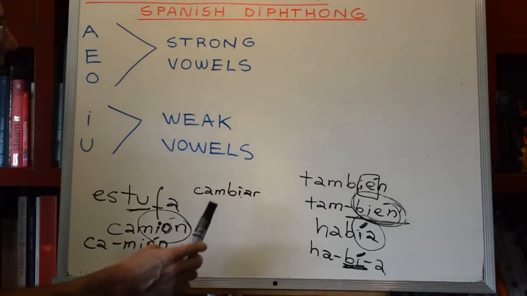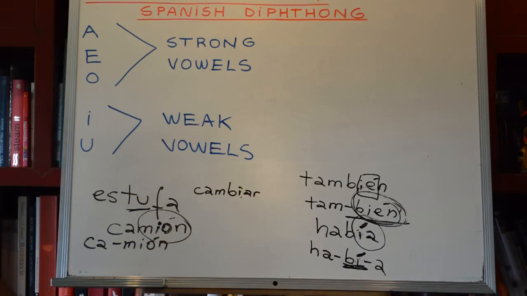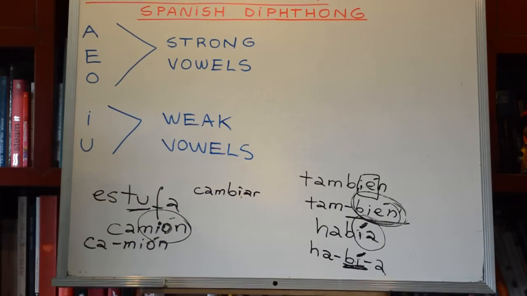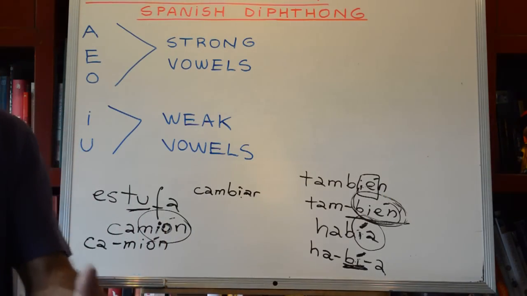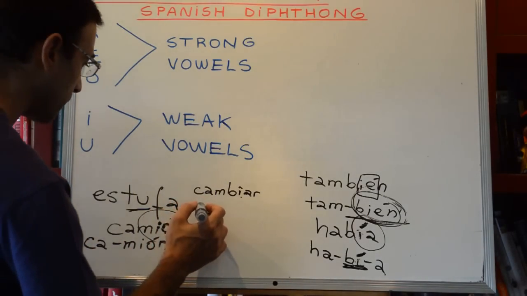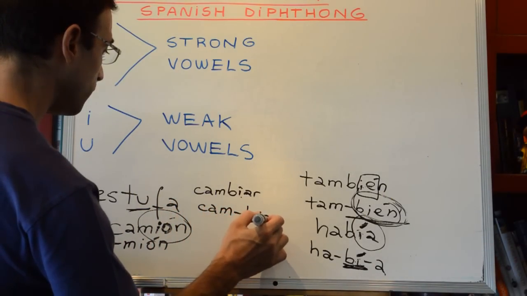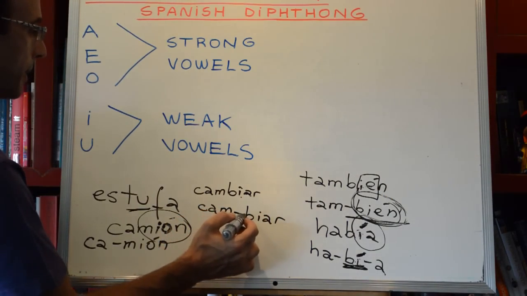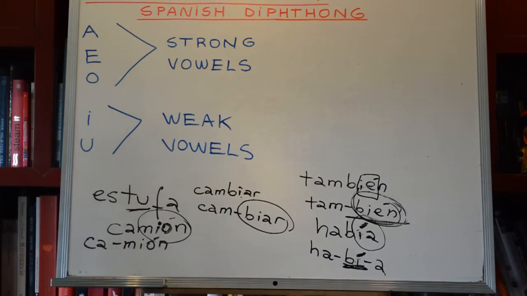So, we still have a weak vowel with a strong vowel. Remember that a weak vowel cannot be separated. Why? Because it's weak. It needs to be together with the other one. So, when we separate this in syllables, we leave these two together. Cambiar, biar. So this is a diphthong, right?